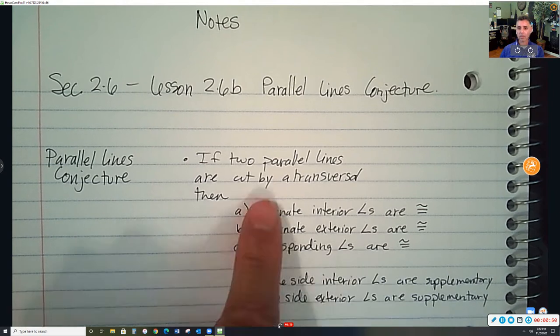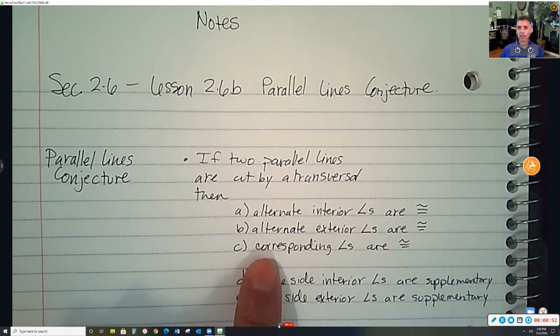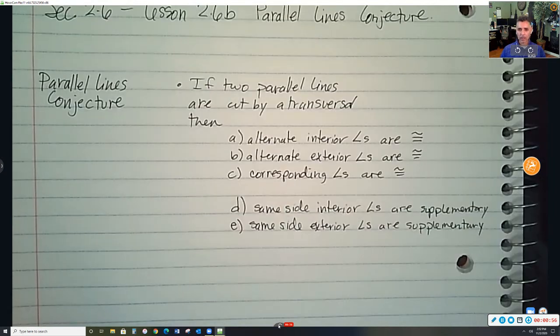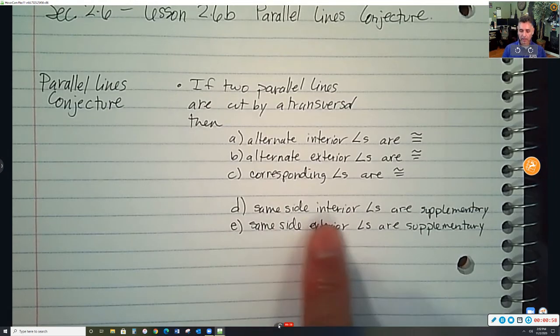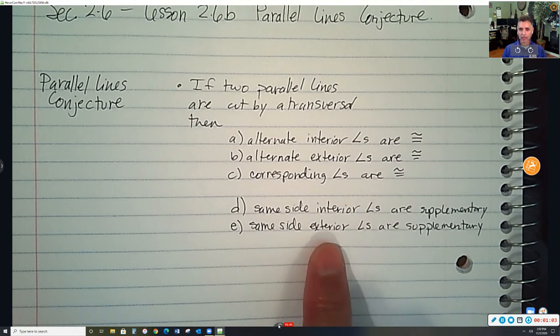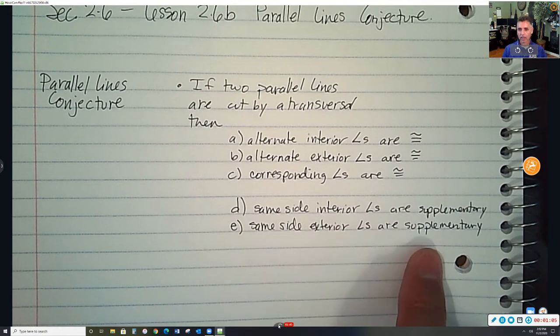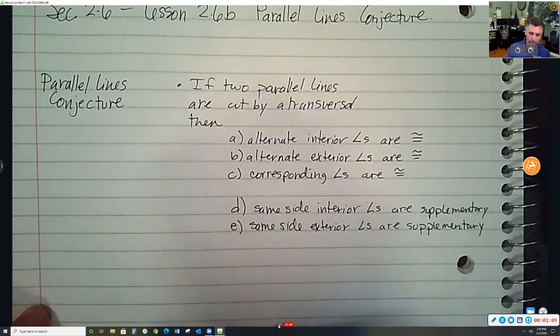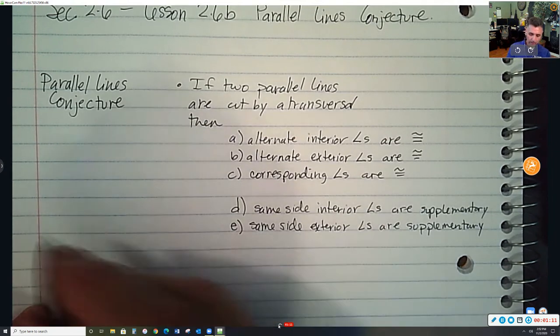Okay, and remember all of these different types of angles we went over in the last note session. And in the last ones, same side interior angles are supplementary and same side exterior angles are supplementary. So I'm just going to write a couple things down, that way it's more clear for you guys.